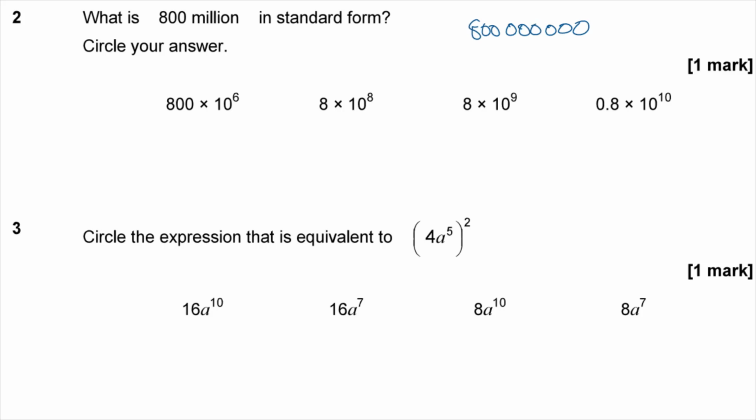So if it's in standard form, we are going to have it as a number between 1 and 10 times by 10 to the power of something. Now if we count the number of jumps that we'd have to do there, that's 1, 2, 3, 4, 5, 6, 7, 8 jumps to the left. I can rewrite that as 8 times 10 to the 8. 1, 2, 3, 4, 5, 6, 7, 8. That's right, isn't it? So it's going to be that one there.